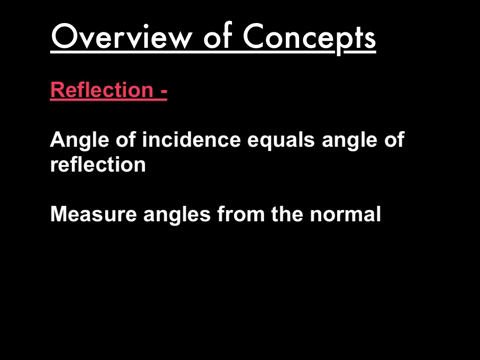Quick review of reflection. Angle of incidence in equals angle of incidence out. And remember, if this is your surface, you get a beam of light coming in, it'll bounce out, and you always measure your angle from the normal. This part, 90 degrees right there.